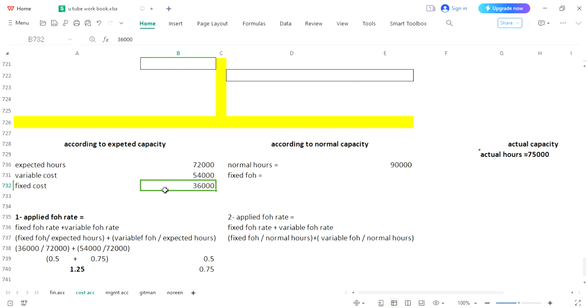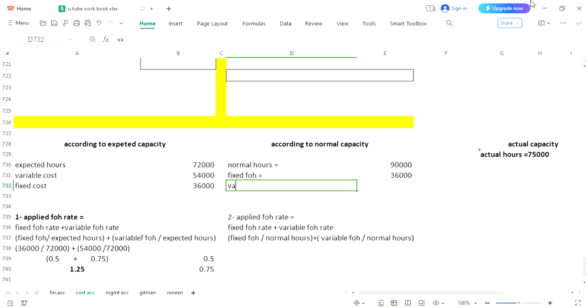So fixed FH for 72,000 hours was 36,000, and it would be similar, 36,000, for normal capacity as well. Now we need to have variable FH. For this we will have to think about it. As you know, when you increase your hours from 72,000 to 90,000, your variable FH would change.